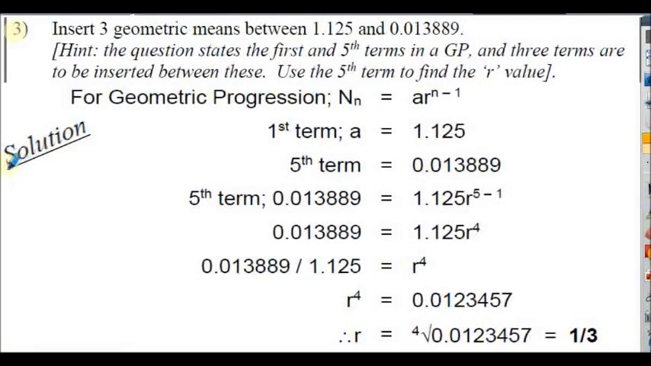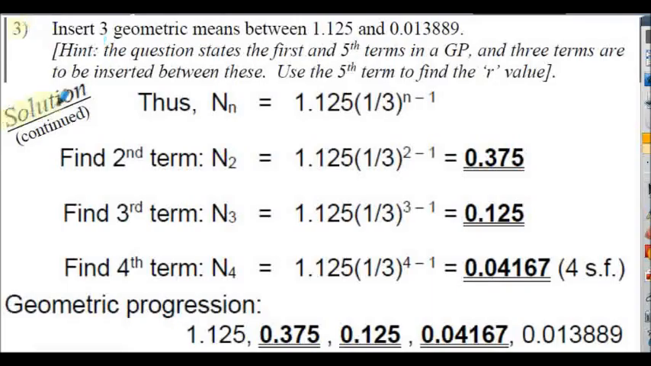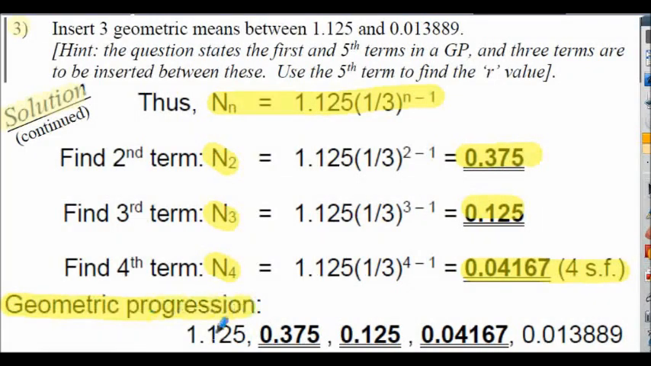And question 3, commencement of the solution. Again, stating the formula for the GP here. I'll let you review the solution at your own pace. But essentially on this slide we calculate the value of the common ratio r. And question 3 solution continued. Once we found the value of r, we can use our standard formula for nth term to calculate the geometric means n2, n3 and n4, shown here. Finally, we state the full geometric progression for clarity.